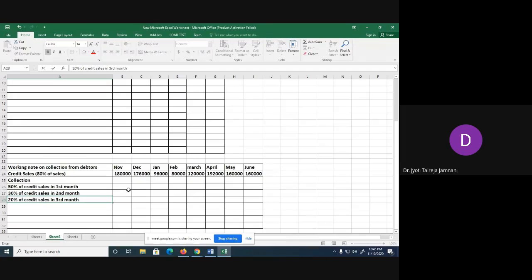This is how we are going to collect. Any doubts in this? 50% in the following month, 30% in the second month, and 20% in the third month. Anybody having any doubts in this? No, ma'am. Okay, so let's do it from November onwards.